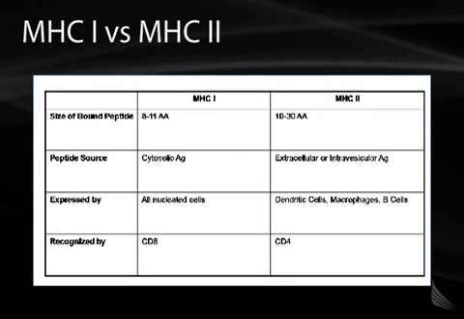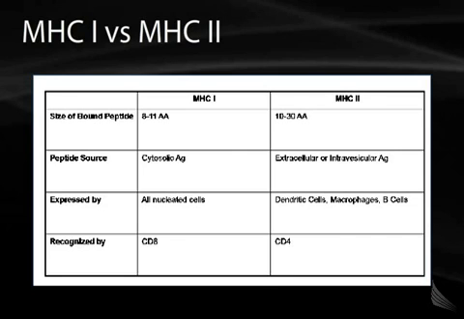So here's a side-by-side comparison of MHC class 1 and MHC class 2. Remember that MHC class 1 will bind to smaller amino acid chains, 8 to 11 amino acids long, versus MHC class 2, which tends to bind larger chains of 10 to 30 amino acids in length. Remember that MHC class 1 presents cytosolic antigens, or endogenous peptides, whereas MHC class 2 presents extracellular or exogenous peptides.